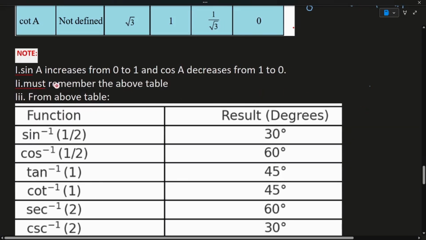See the note point here: sin A increases from 0 to 1, cos A decreases from 1 to 0. You must remember the above table. Okay. Without remembering the above table, we cannot even solve the basic problems in trigonometry.